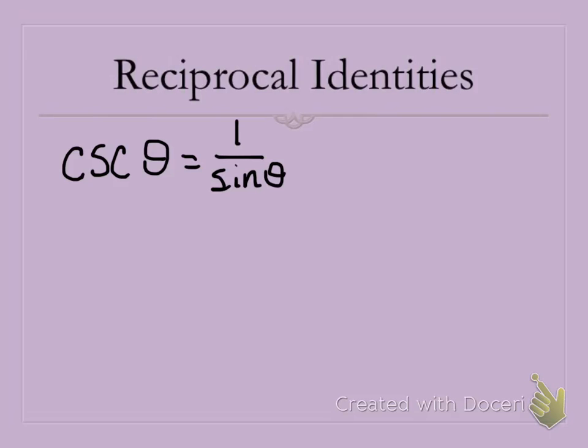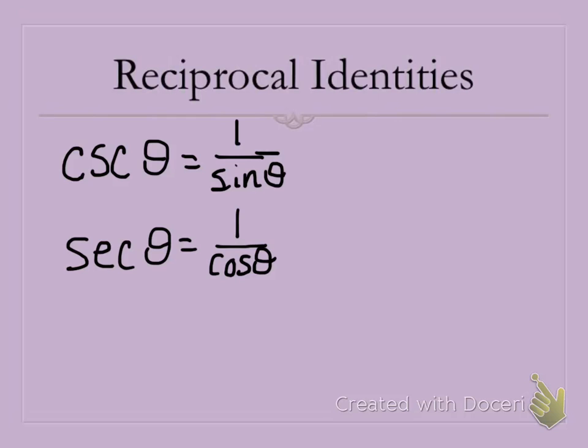Okay, so that is considered to be a reciprocal identity. We know that cosecant is the reciprocal of sine. Similarly, we know that the secant of theta is going to be equal to 1 over the cosine of theta. And we know that the cotangent of theta is the same as 1 over tangent theta, the reciprocal of tangent.